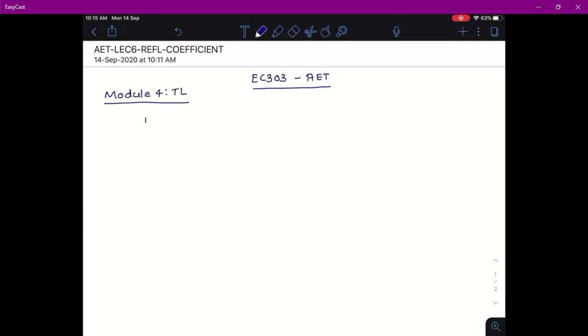So in this lecture we are going to look at the input impedance of a lossless transmission line, and we are also going to look at something called as a reflection coefficient.